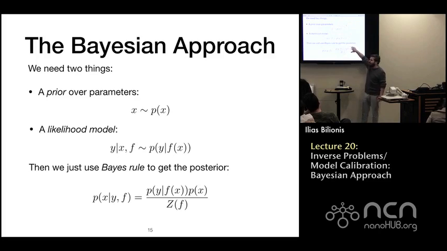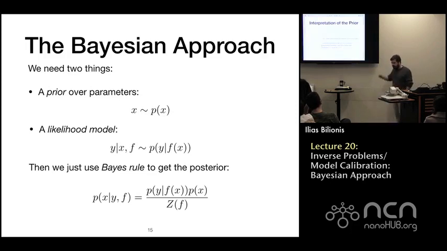times the prior you have for your parameters. Likelihood times prior. Posterior is likelihood times prior. And this is the normalization constant. So this is just a number that makes this thing integrate to 1 when you integrate over X. And we'll talk about all these things one by one.